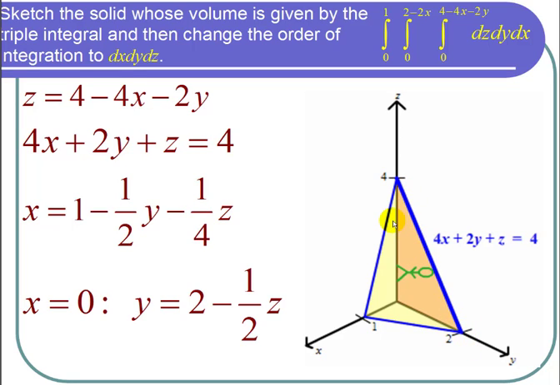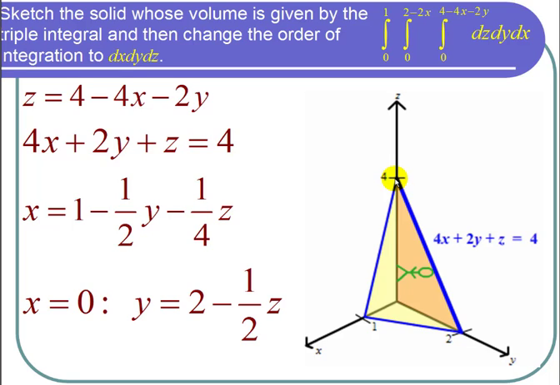And then for the z limit, the very farthest down the little man gets is 0, and the farthest up the little man gets is 4. So the z limit will go from 0 to 4.